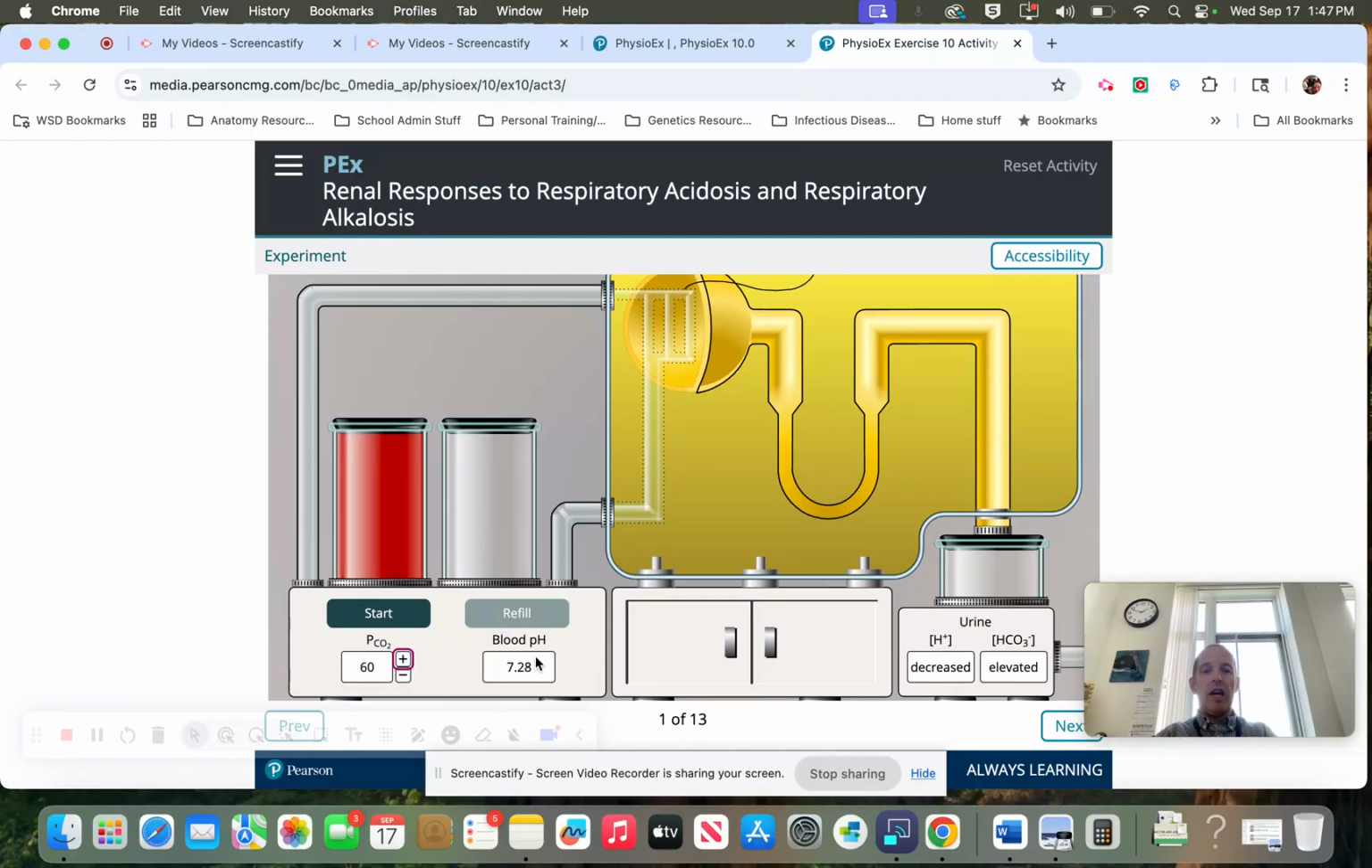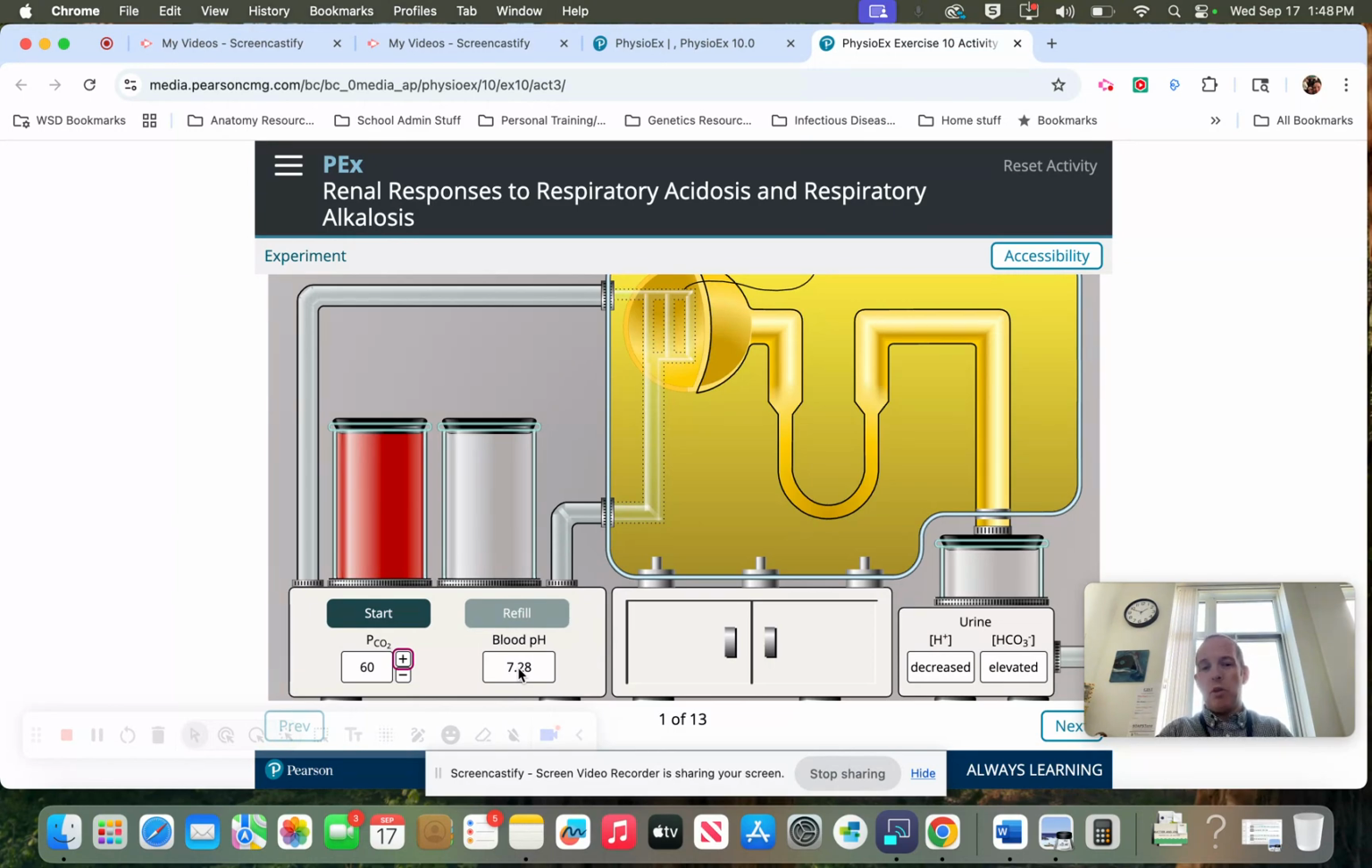So now we've added more carbon dioxide. We've raised the pCO2, the amount of CO2 in the blood, to about 1.5 times its normal level. And sure enough, the pH in the blood has gone into acidosis, respiratory acidosis.